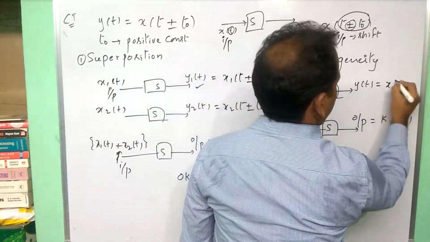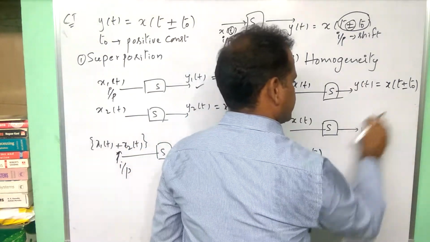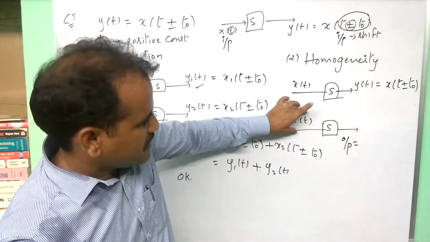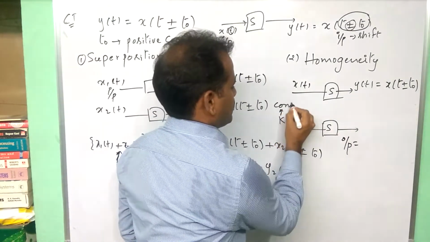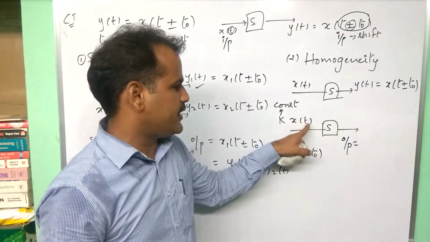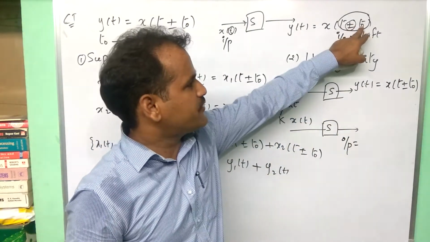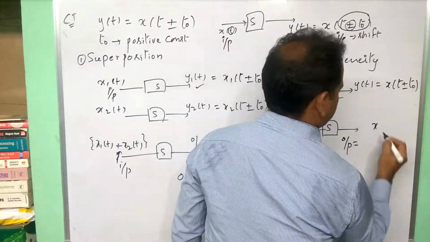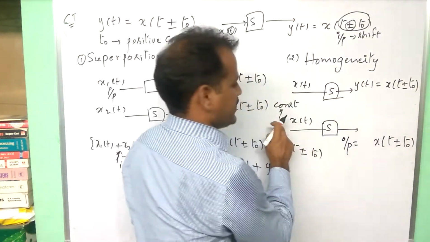Then verify the homogeneity principle. Here x of t is applied, and y of t from the given relation is equal to x of t plus or minus t naught. Then what is the output in this case? The input is k into x of t. K is independent of t; it is a constant. The signal x depends upon the independent variable t. So in the output side only the independent variable is affected, because the shifting operation is performed on the independent variable. So t is replaced with t plus or minus t naught, and k is as it is.